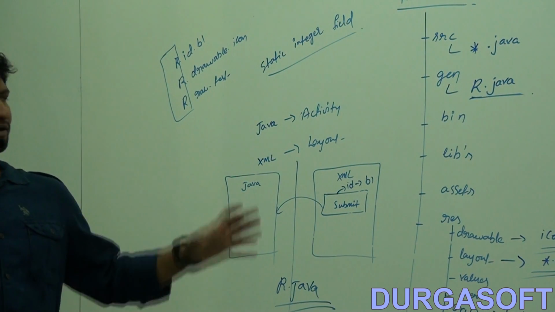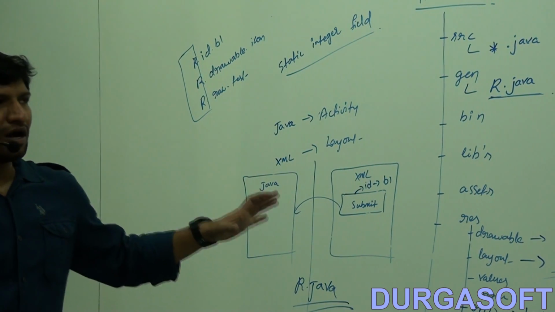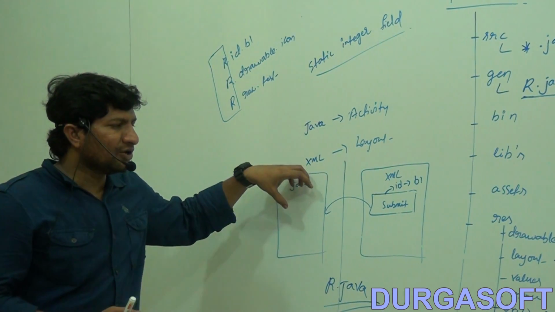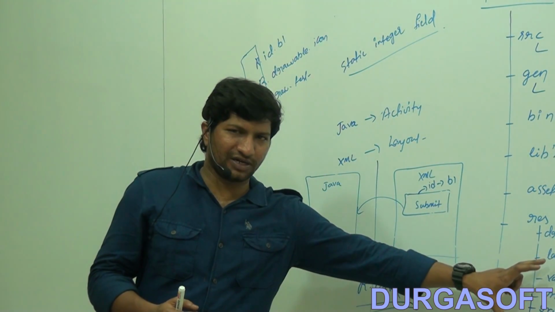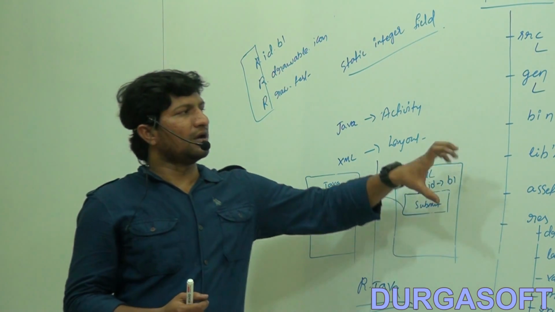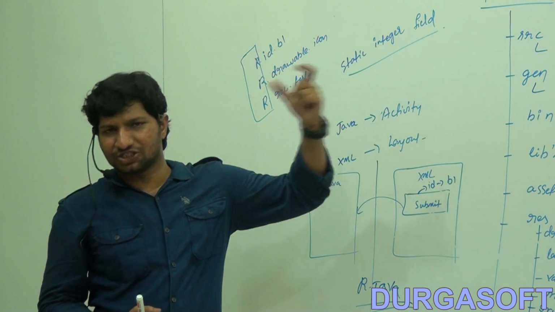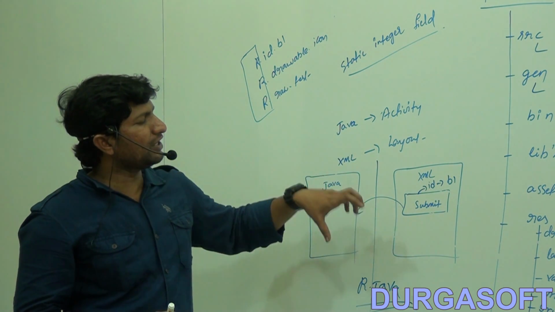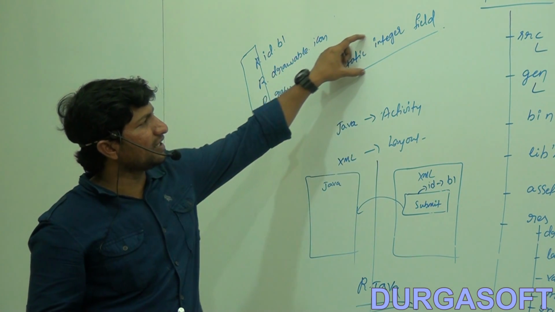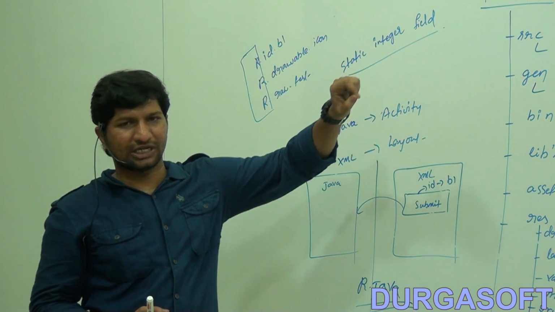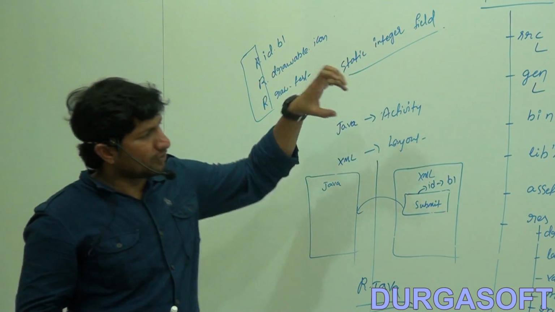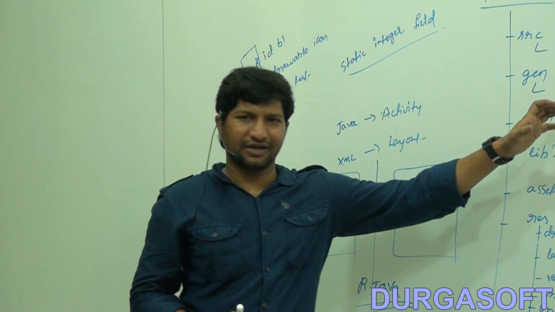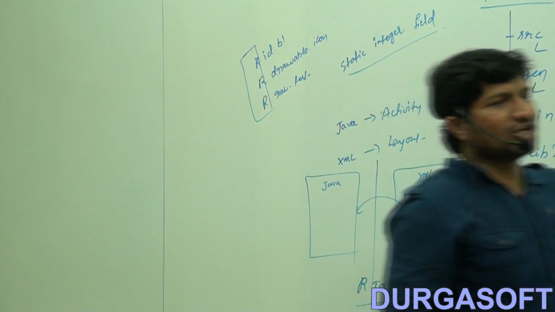I'll recall once again what is r.java. R.java is an abstraction between the Java file and different resources from the resource folder. Next, Eclipse IDE automatically generates the r.java file. For every resource, it will create one static integer field in r.java. Practically, we will open the generated folder and see what r.java consists of. So we'll see the r.java file.